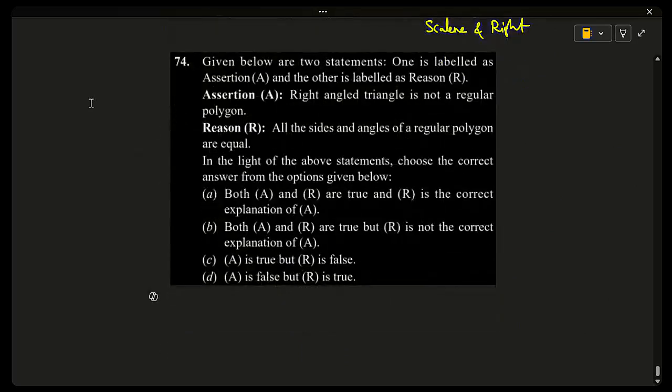74th one. Given below are two statements. One is labeled as assertion and another is labeled as reason. So first let us go through the assertion. Right angle triangle is not a regular polygon.